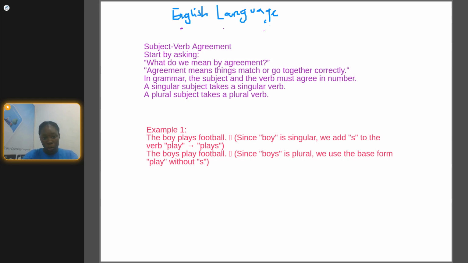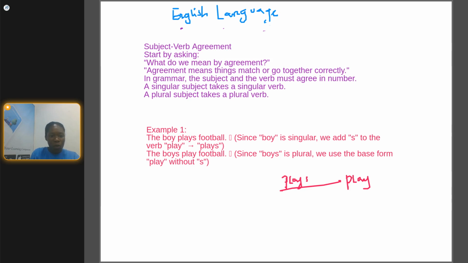Okay, we have a singular subject. So the singular subject is showing the singular verb, okay? Then the plural subject is showing the plural verb. So when you have to add s, because of course you would have seen cases where, or maybe when you get confused, you're like, okay, when should we use plays or when should we use play?